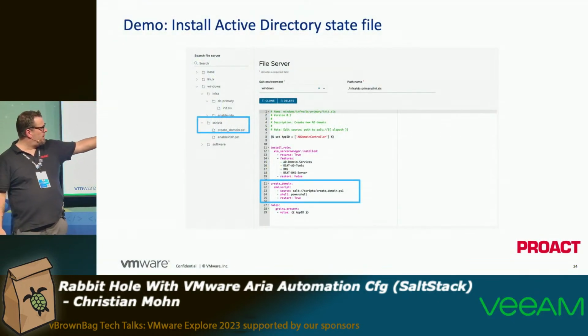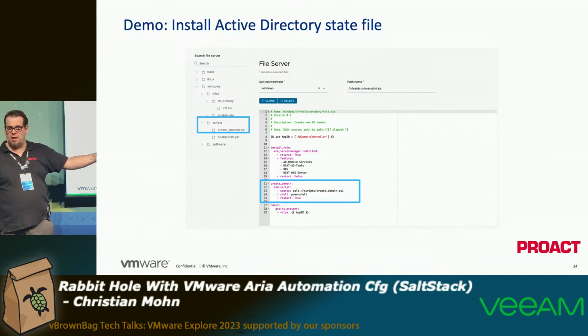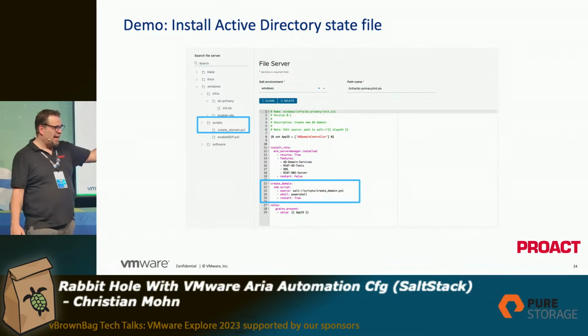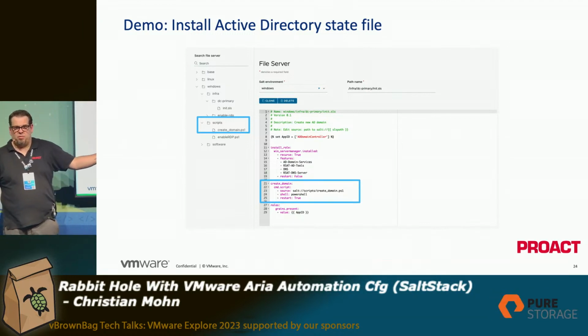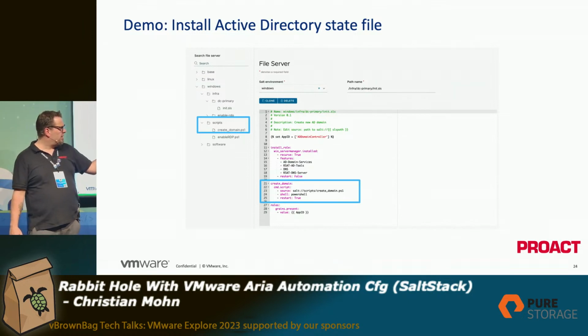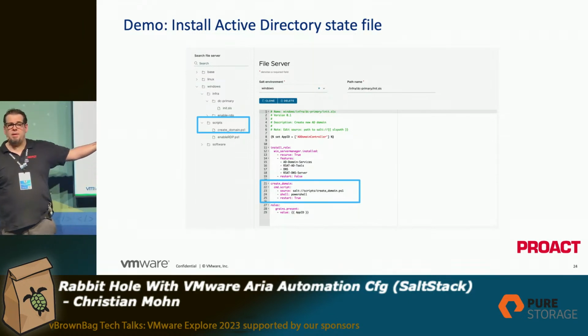So the create domain PS1 file is also available on my GitHub. You can look at that. You can find examples of that everywhere, how you do that. The only thing I'm doing here that's kind of fun is running it through Salt. I have another one here. I don't have a demo for it, but it's enable RDP.